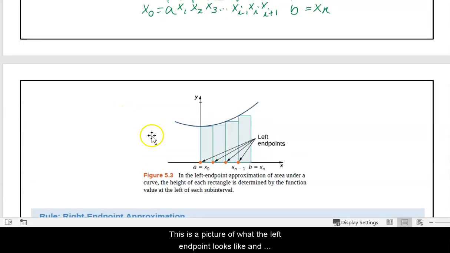This is a picture of what the left endpoint looks like, and you can see here that they have labeled the different ones. Keep in mind that we do often change our subscripts from i to k to n.